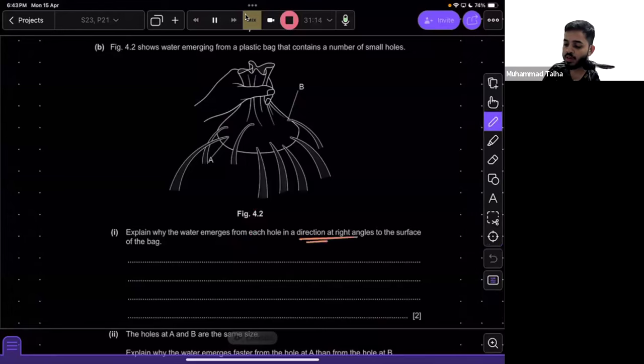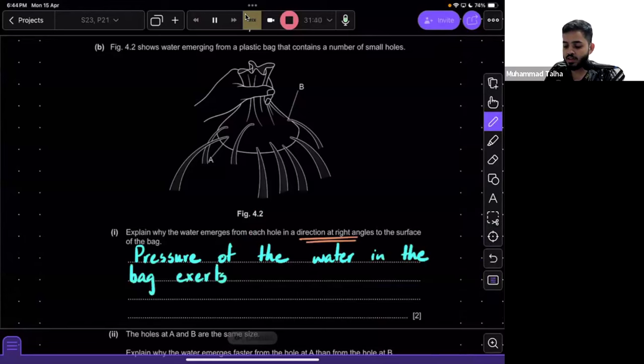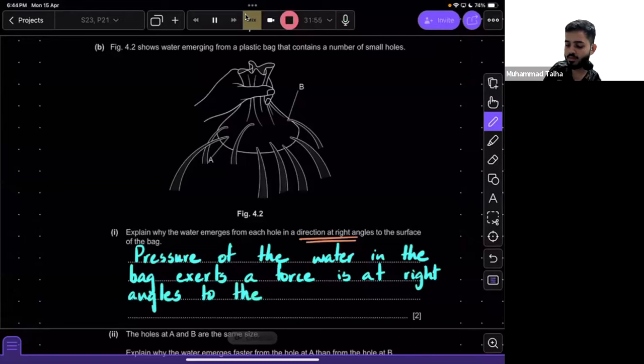So it says, why does the water emerge in a direction which is at right angles to the surface of the bag? For this, you need to know a property regarding liquid pressure, which is that the pressure of the water in the bag creates a force, but that force is very specific in direction. So this force is at right angles to the walls. And in this case, because it's not like a box, rather than walls, I should say, to the surface of the bag.